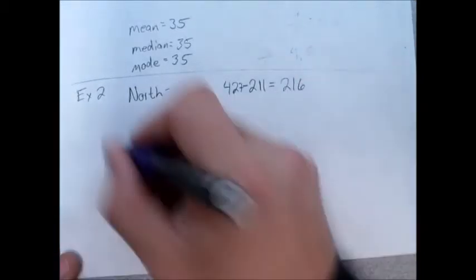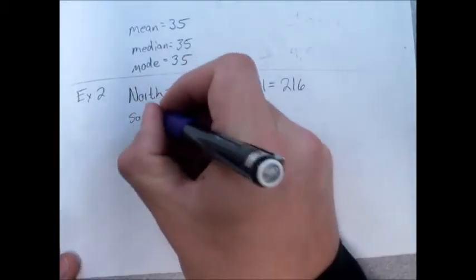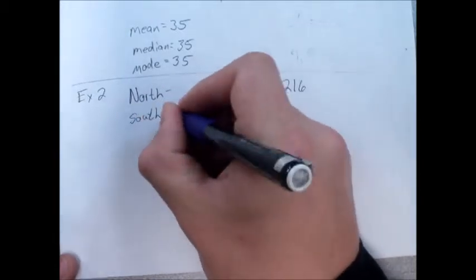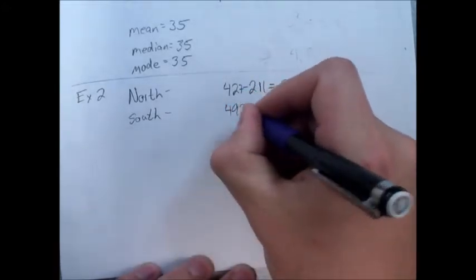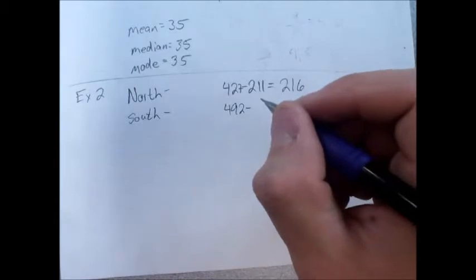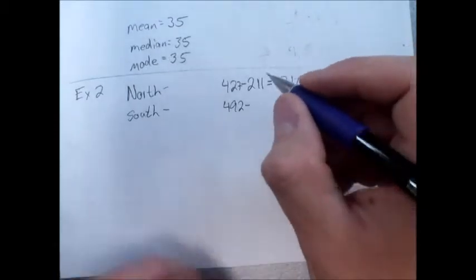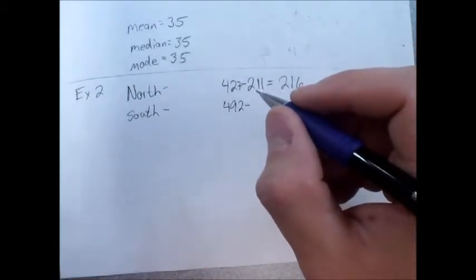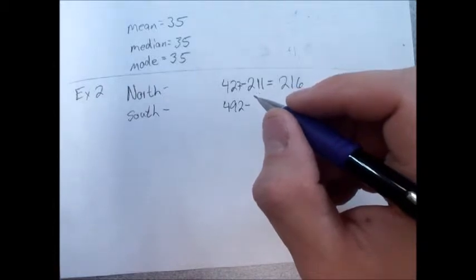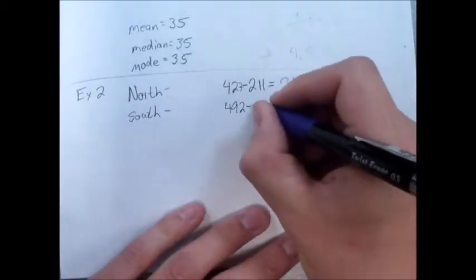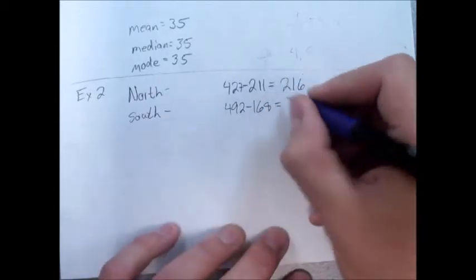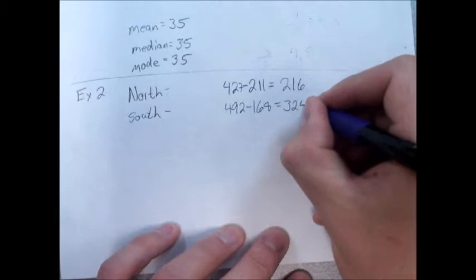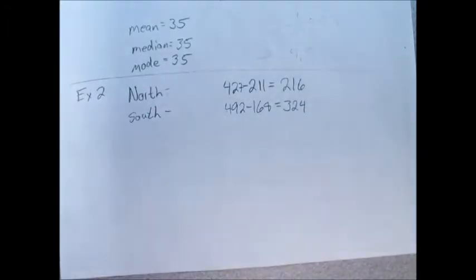216. So for the south, I need again to find the biggest and smallest number. So Levi, what's the biggest number? 492. And my smallest number? 168. Anybody find one smaller than 168? Okay, and the difference between those two is 324. Good.